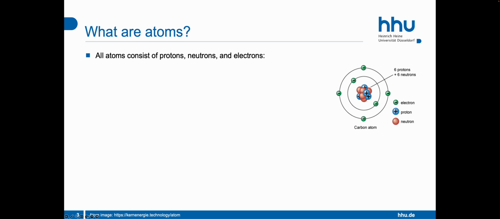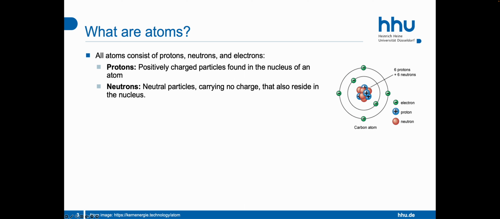So let's have a look at what atoms are and how they differ from each other. Every atom consists of three different types of subatomic particles, as you can see in this image: the protons, the neutrons, and the electrons. The protons are positively charged particles found in the center of the atom in the nucleus. The number of protons in an atom defines the element. For example, carbon has 6 protons.